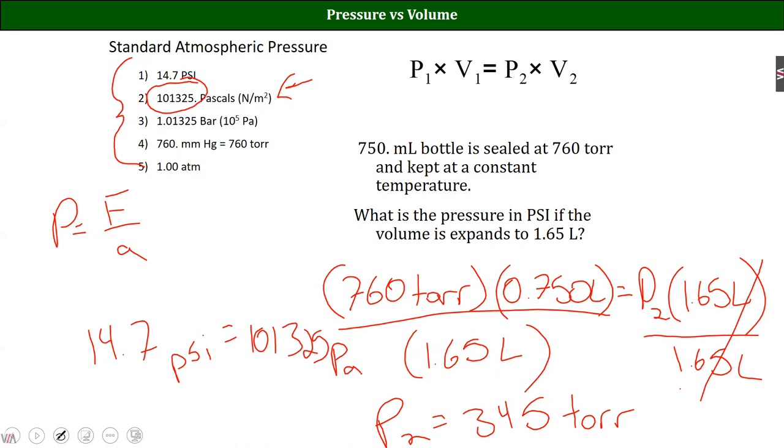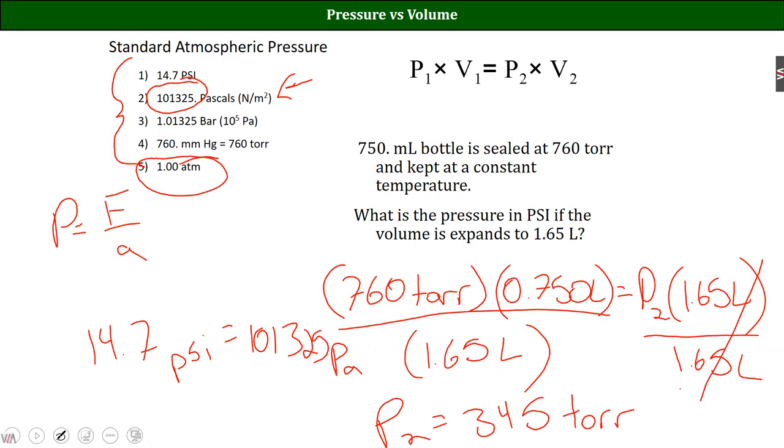Basically, we just say, okay, at sea level, here's our standard pressure. We're going to define all these pressure units relative to sea level. And the one that we care about most in chemistry is the easiest one, atmospheres. At sea level, under standard conditions, the air pressure is 1 atmosphere of pressure.